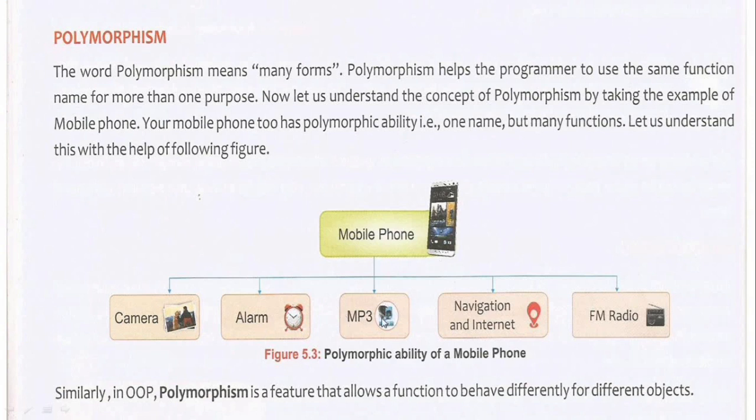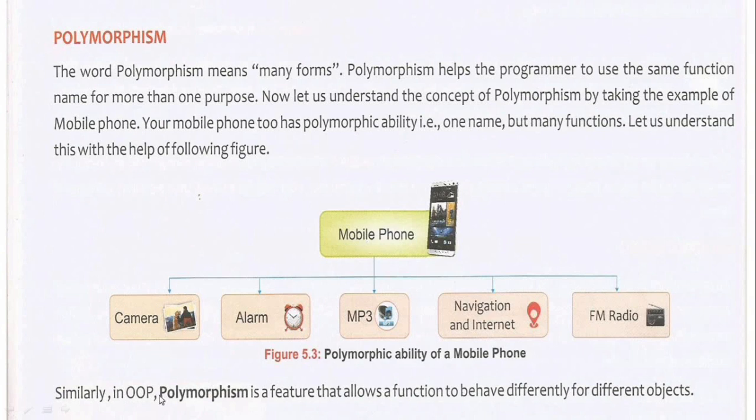You can also use the MP3. You can play the MP3 in your mobile phone. You can play videos in your mobile phone. You can do navigation. Navigation means what? Moving from one place. You have used Google Maps, right? So you can use Google Maps for navigation, and you can also use the internet in your mobile phone. You can also use FM radio, and there are many. You can use your mobile phone to play many games, and to check your email, to use your email services. Yes or no? So there are many functions that this single mobile can do.